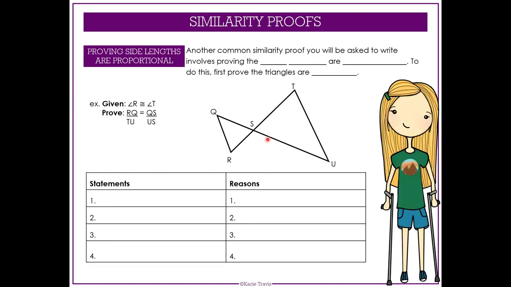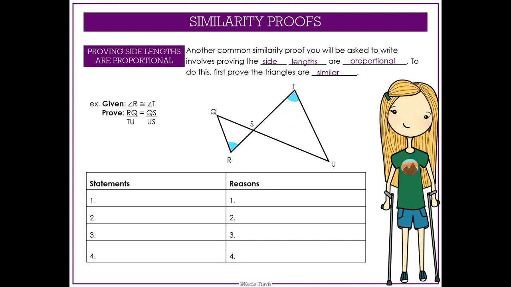All right, so this time we're going to be proving that side lengths are proportional. The last one was just proving that the triangles were similar. So this time, another common similarity proof you'll be asked to write involves proving that the side lengths are proportional. To do this, we have to first prove that the triangles are similar. All right. So, first thing we got to do, we are trying to prove that RQ over TU is equal to QS over US.